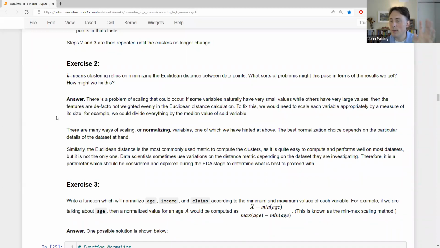And so the income dimension is going to completely dominate. If you say who's closer to whom, the income is going to be much more important in determining who's closer to who. And age will have very little impact. So assuming that age is just as important as income and the units are arbitrary, you have to get rid of that issue. So there are a few ways to do that. All of them involve scaling your variables.